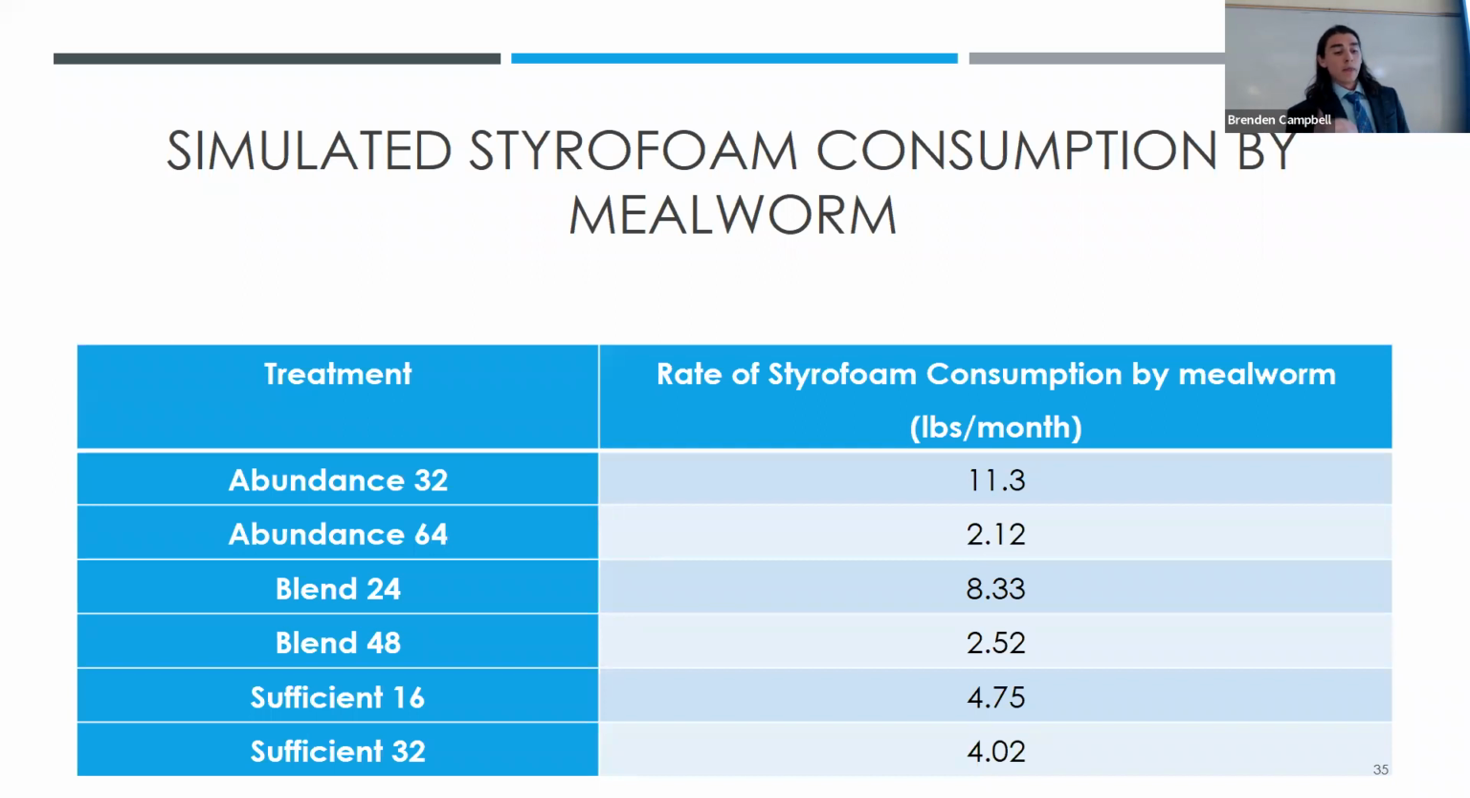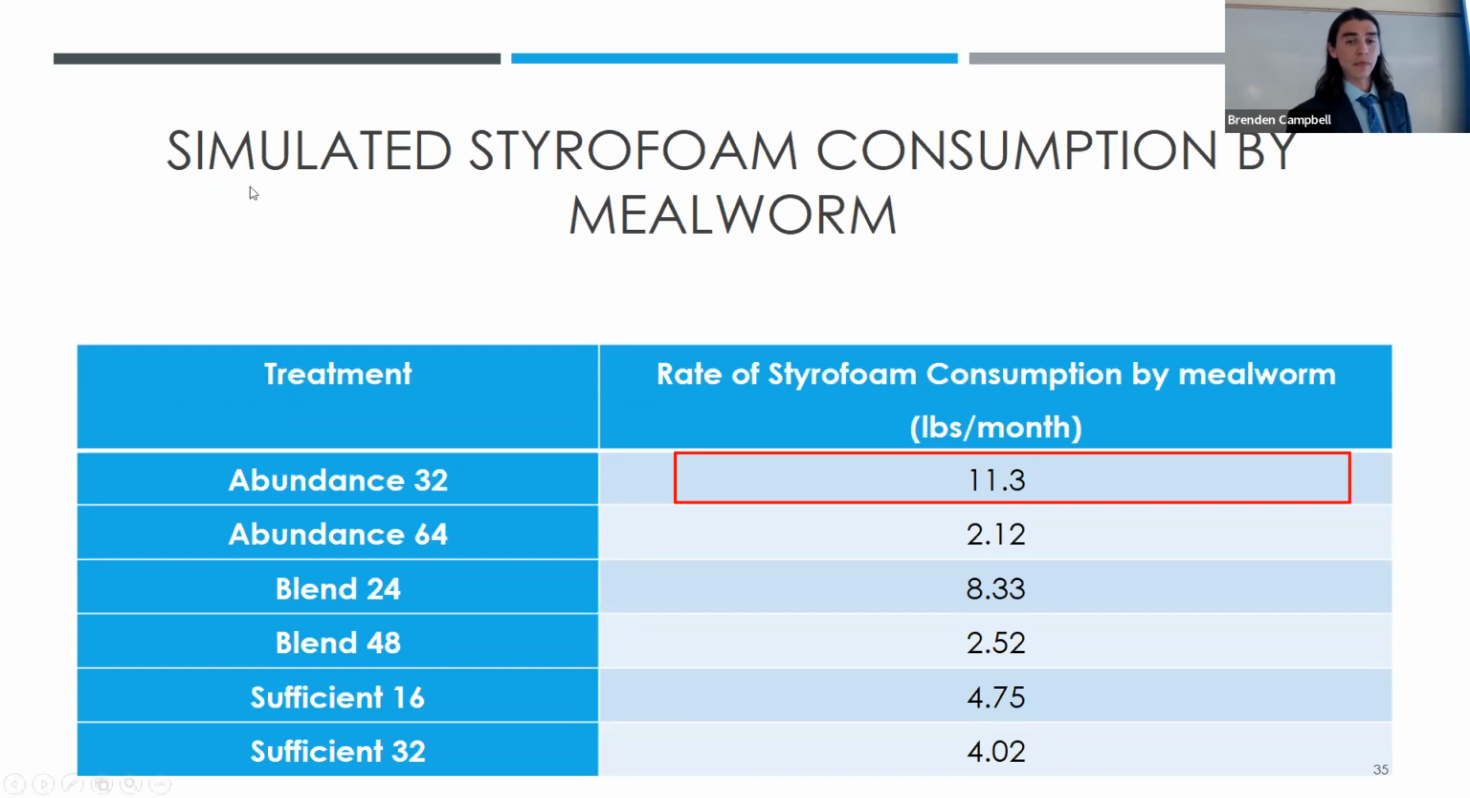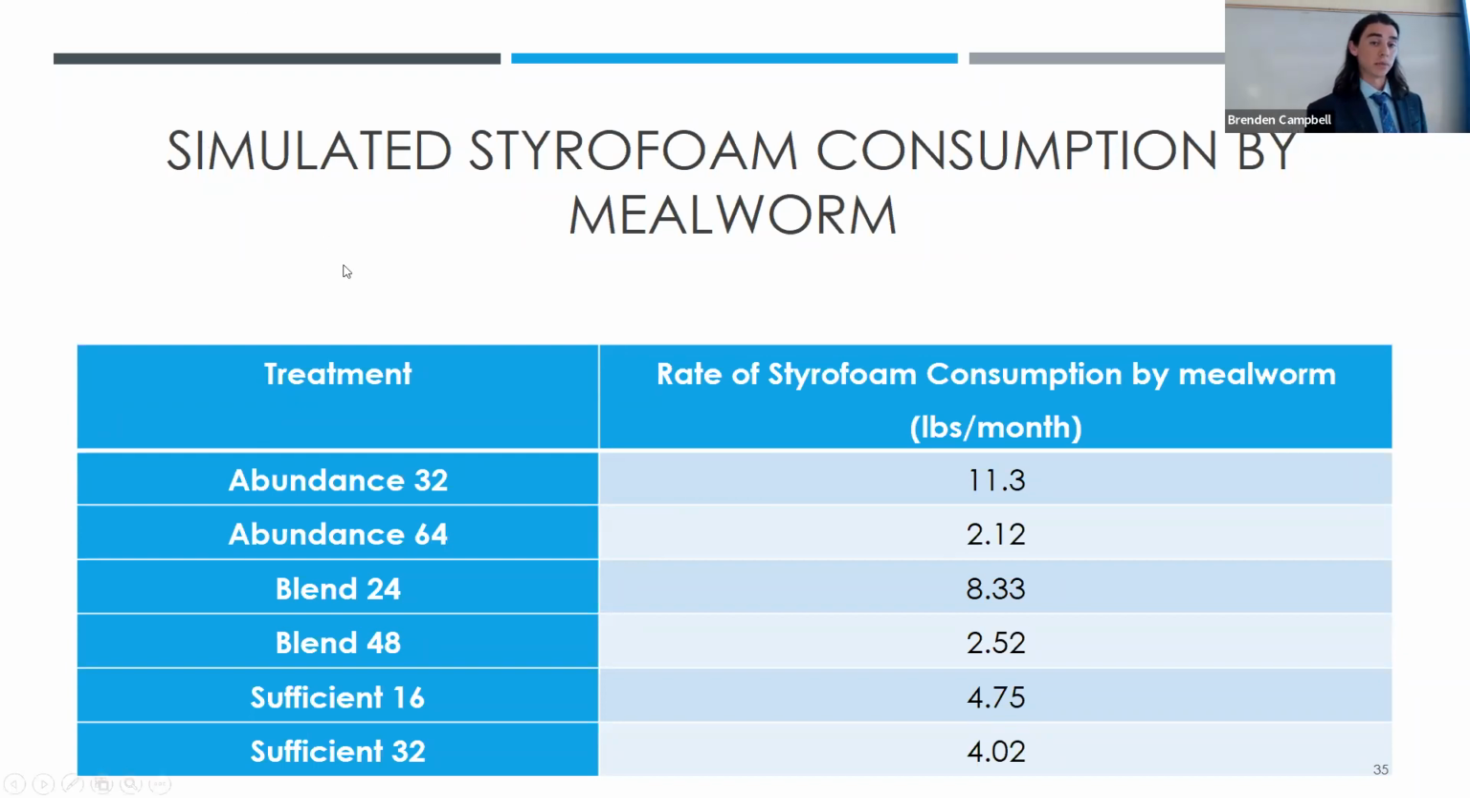And again, these rates scale on a linear basis within the model. So there is a point of diminishing returns at extreme large scale operations that are outside the bounds of this model. So the rate of styrofoam consumption by mealworm in the treatment that had the highest consumption rate was the Abundance 32 at a rate of 11.3 pounds per month. And it was used in the 4 following scenarios.